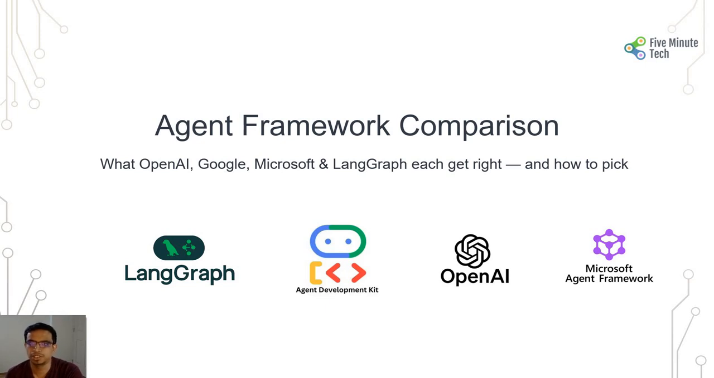Today we will be talking about agent framework comparison, and the different agent frameworks we'll be talking about are LangGraph, Google ADK, OpenAI and Microsoft Agent Framework. We'll be checking what OpenAI, Google, Microsoft and LangGraph each get right and how to pick one among them for your agent orchestration.